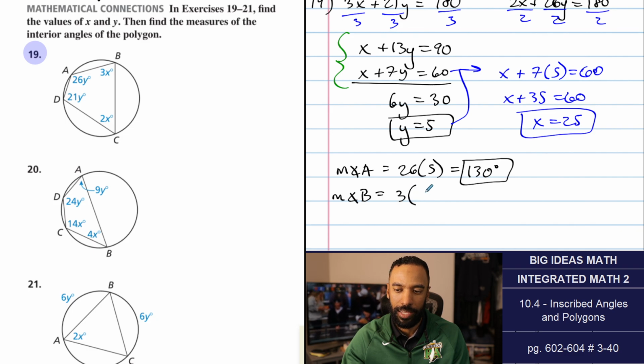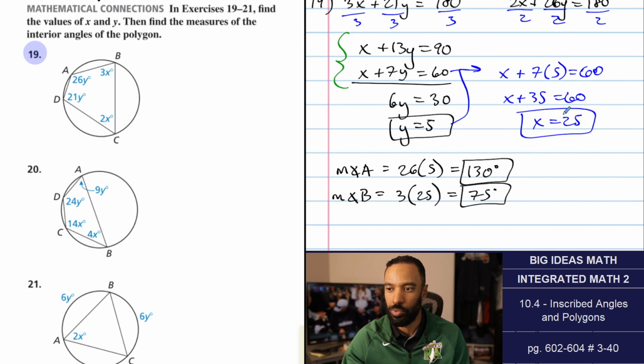So there are a couple ways we can confirm we did this correctly. The first way is by seeing that all these add to 360, ultimately. The other way is seeing that opposite angles were indeed supplementary. That's probably the better version of it. Because if they're both supplementary, then that means that they did add to 360 as a whole, 2 sets of 180. 3 times 25 is 75 degrees for B.